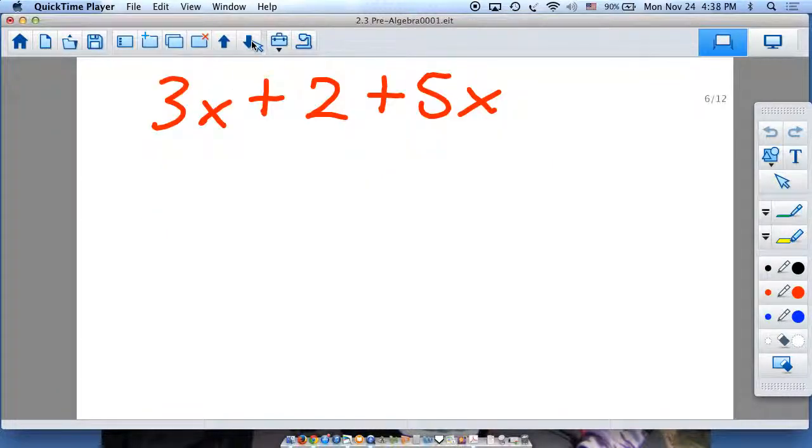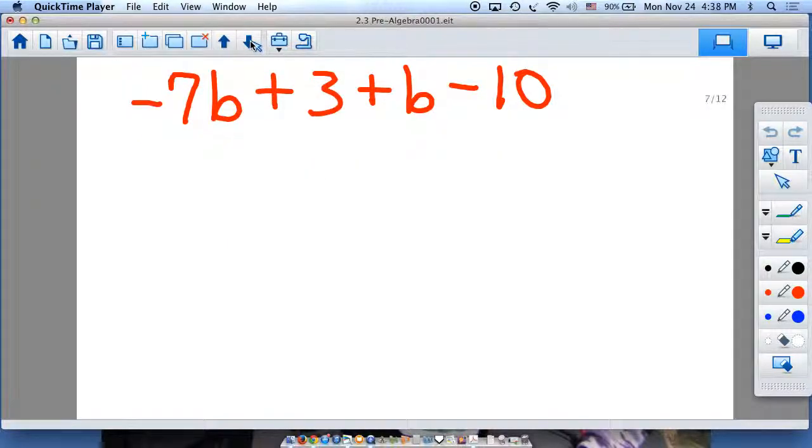Let's try this one. So if I take a look at this, we have 3x plus 2 plus 5x. So we have like terms of 3x and 5x. So we're going to take 3x plus the 5x to give us 8x's. And plus 2 is by itself, so we just bring it down and apply it to the 8x.